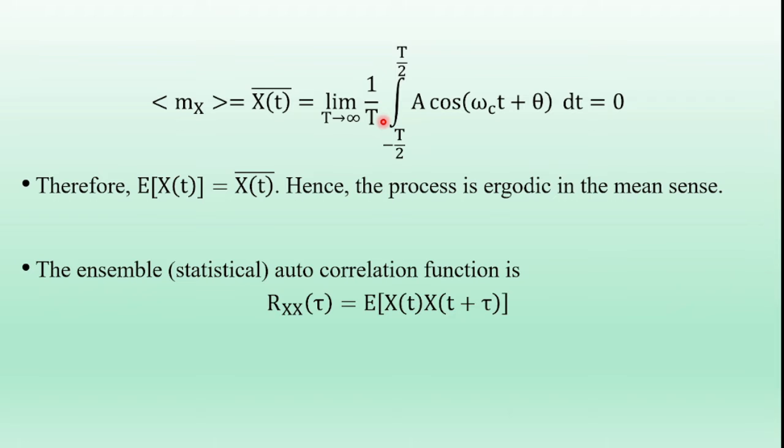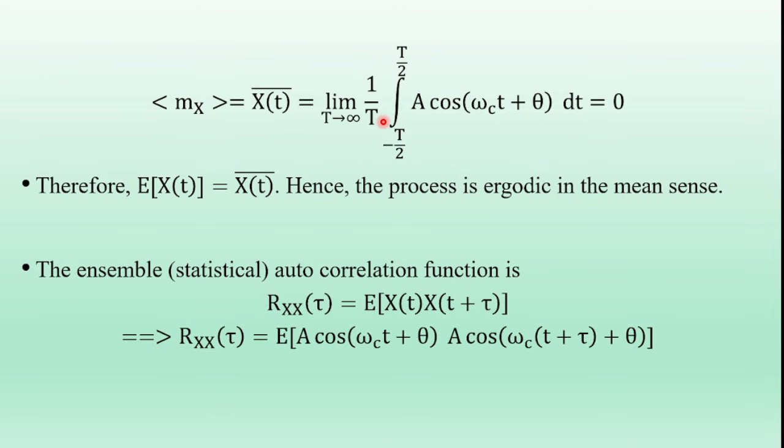Next, find the statistical autocorrelation function. We know that the statistical autocorrelation function is Rxx of tau is equal to the expectation of x of t into x of t plus tau. Given that x of t is A cos of omega c t plus theta, substituting t plus tau for t, we get x of t plus tau is A cos of omega c t plus omega c tau plus theta.